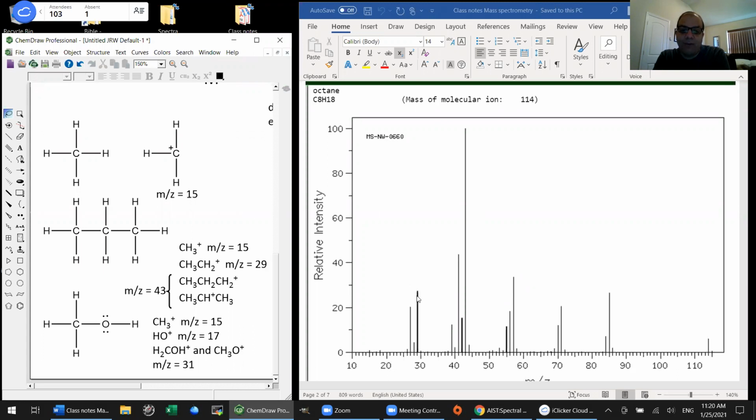And there again, lo and behold, here's 29. That's going to be our ethyl cation. There's only one ethyl cation. There's only one way to put together CH3, CH2+. As for 15, can we maybe see a tiny bit of the methyl cation? Maybe, I think I see a tiny peak there. It's possible. But as you see, even in a simple compound like octane, we've identified with some confidence at least 1, 2, 3, 4, 5 peaks at least, other than the molecular ion.